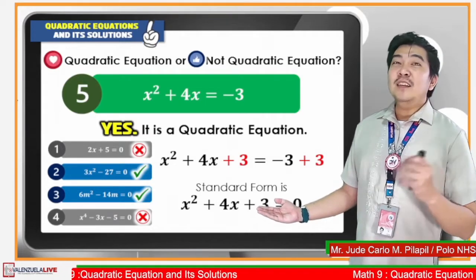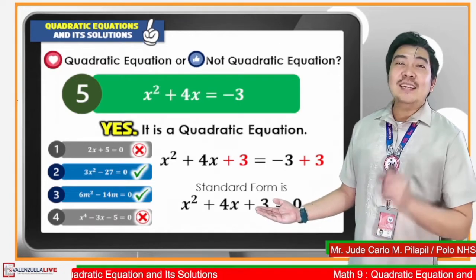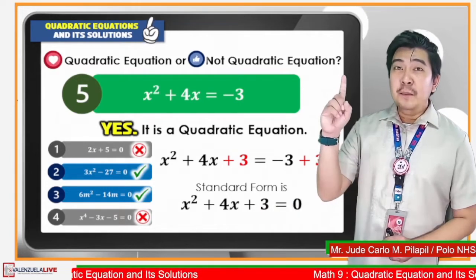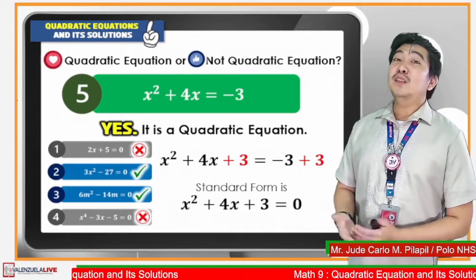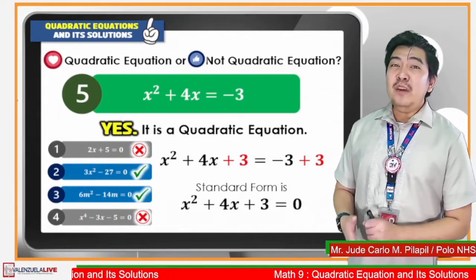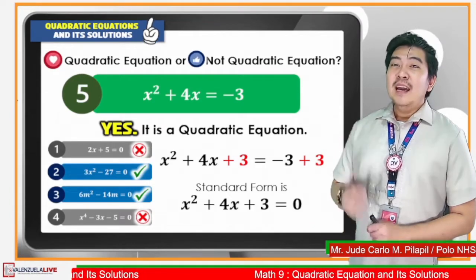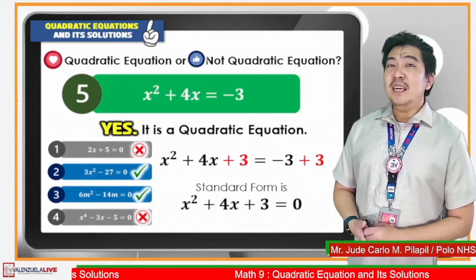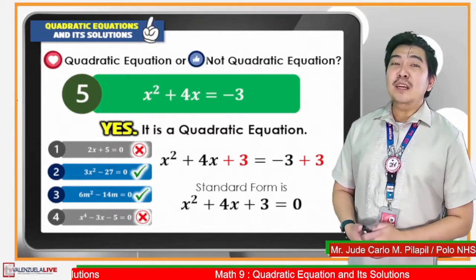The quadratic term is x squared that has an a value equal to 1. The linear term is 4x that has a b value equal to 4. And then the constant term is 3 that has a c value equal to 3.